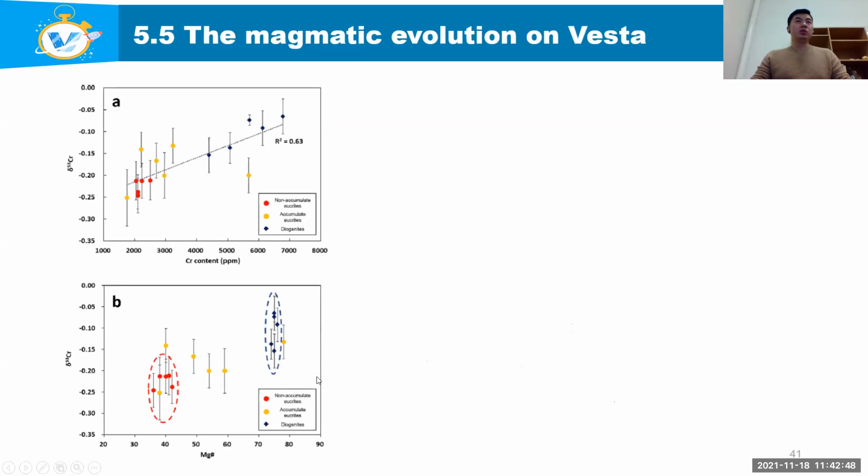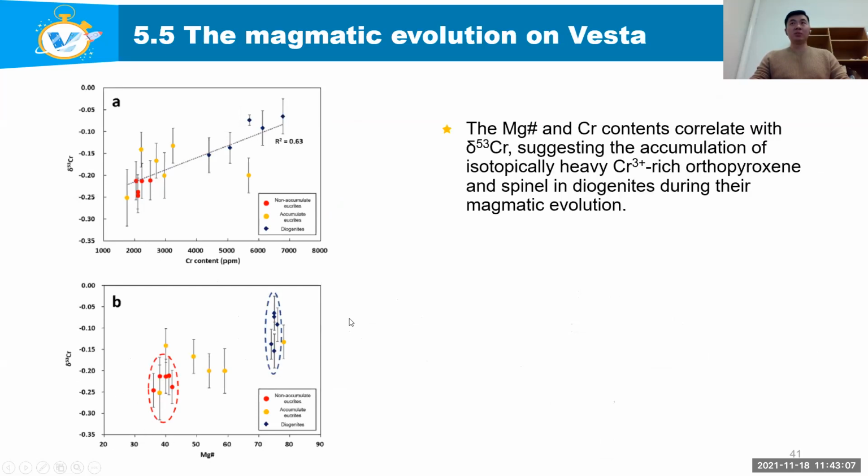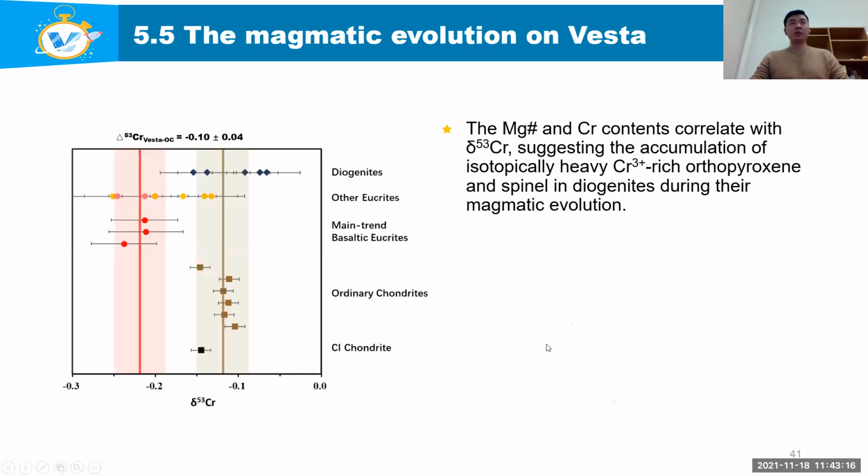In this work, I mainly did the chromium stable isotope compositions for Vesta. And first we see there is a correlation between chromium content and delta 53 values. And also there is some correlation between magnesium number and the delta 53 chromium values. So this is a clear sign that magmatic processes fractionate chromium stable isotopes.